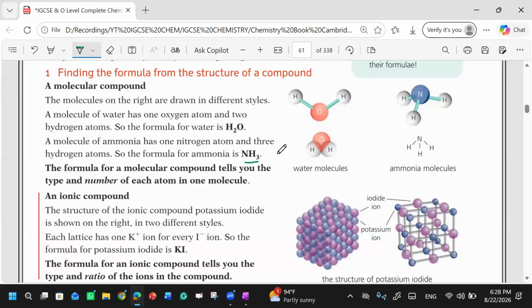Atoms, like how many electrons? It's very simple. I'm not talking about electrons. I am talking about atoms. One nitrogen atom and three hydrogen atoms. So in total it will have four atoms. Yeah, four atoms, right? And what about water? Water will have three. Yes, it will have three atoms, right?